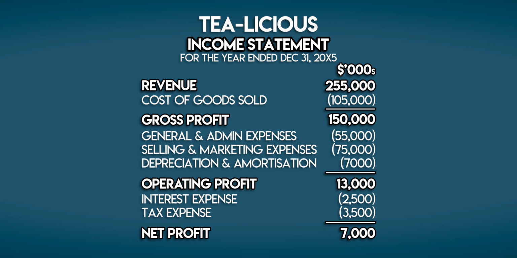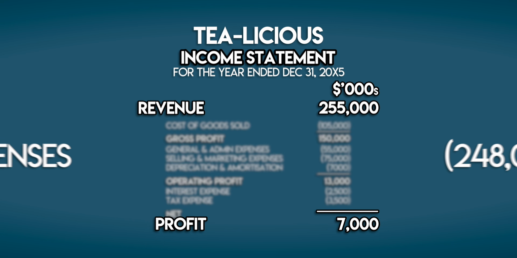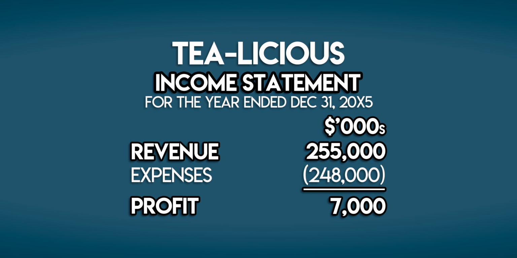As you can see in the header, the income statement covers a period of time. The year ended December 31st. And in the body of the report, we have a summary of revenue earned and expenses incurred. If we collapse it, then we find that the income statement is really showing us three things.